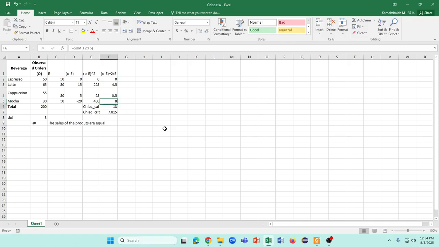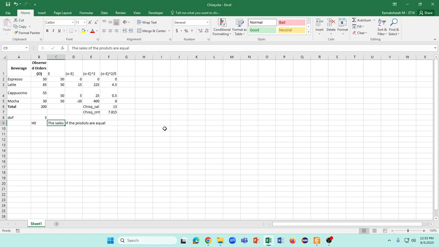So now the calculated chi-square value is 13, and the critical value is for 3 degrees of freedom. What is this 3? We have 4 different categories of product, and 4 minus 1, n minus 1, is 3. So you have to fetch the tabular critical value of chi-square from the chi-square table. The critical value is 7.815, which is far below the calculated value. So which means we are rejecting the null hypothesis.